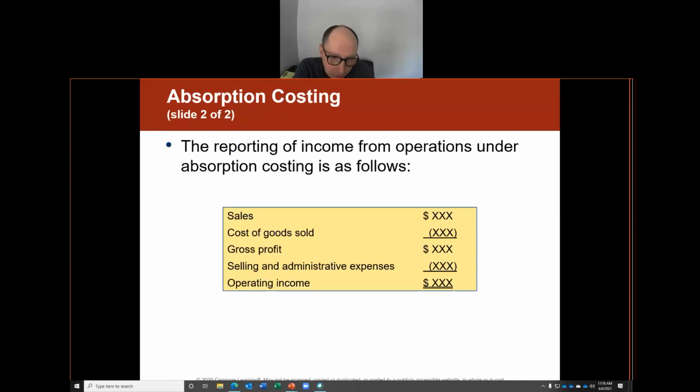The report for absorption costing looks like this. We have sales minus cost of goods sold equals gross profit, minus selling and administrative expenses equals operating income. This is the most simplified way of reporting income from operations.